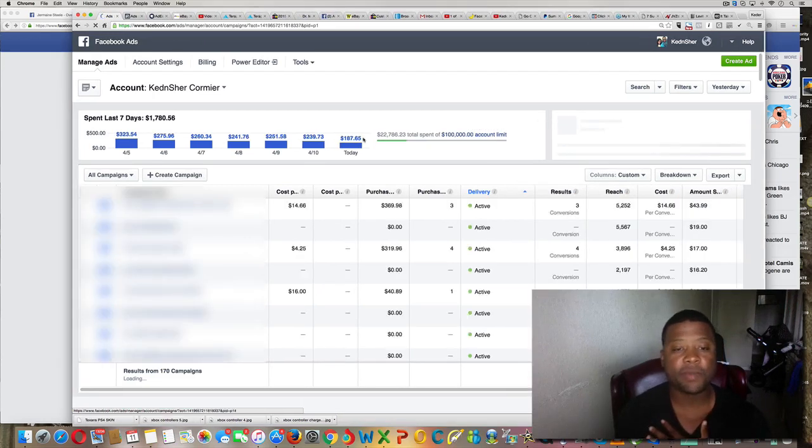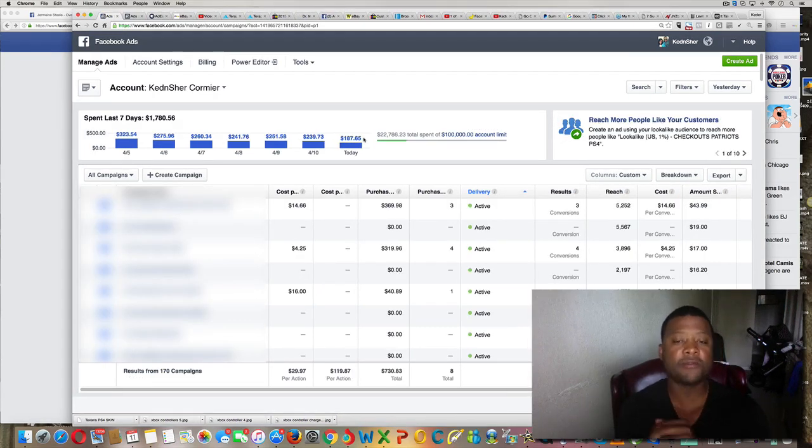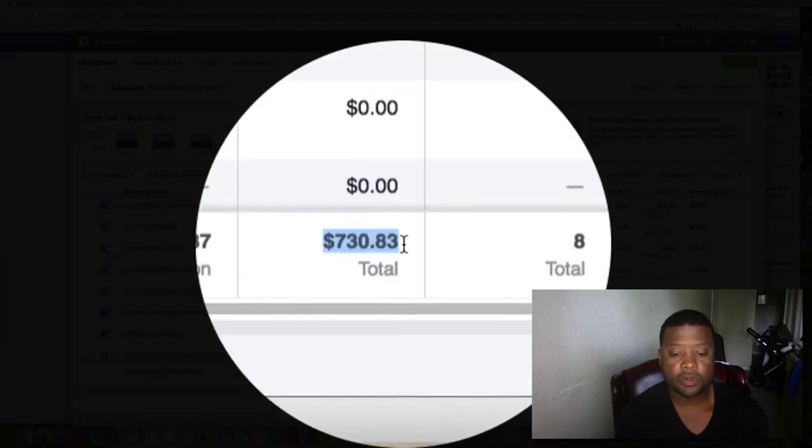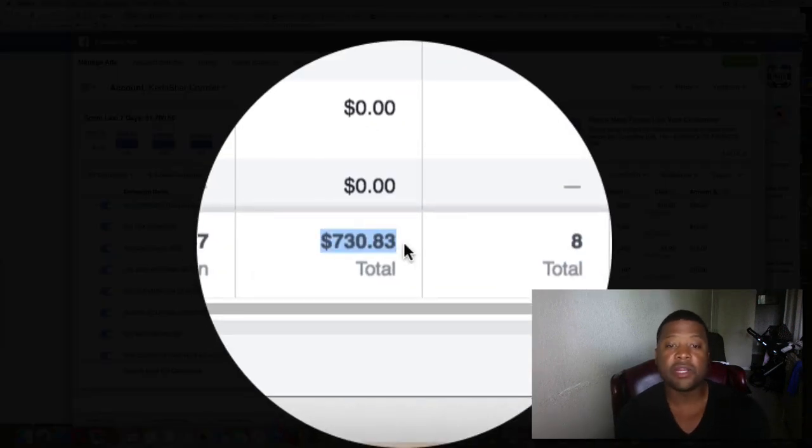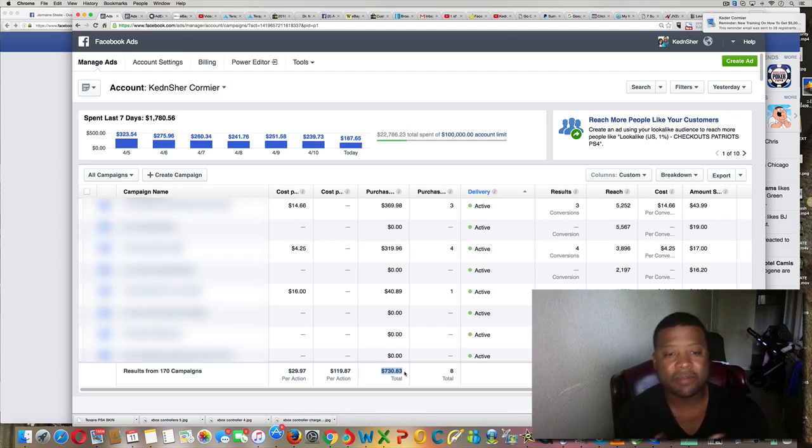Like today, I spent 100. This account, I have a couple of Facebook accounts. This account, I spent $187, and you can see it says purchase. If you look at the purchase total, I made $730. So I spent 187, about 200.